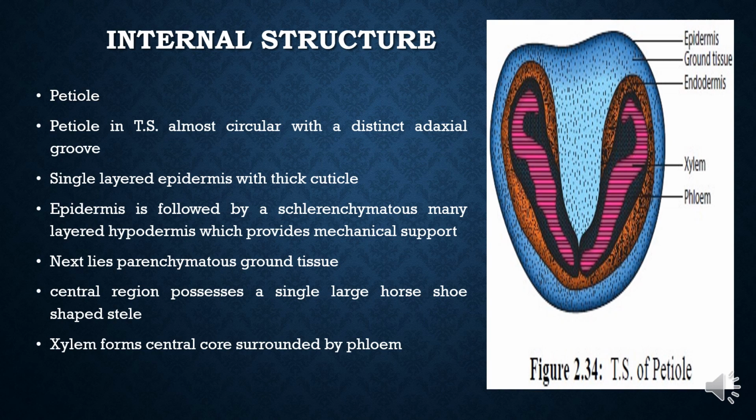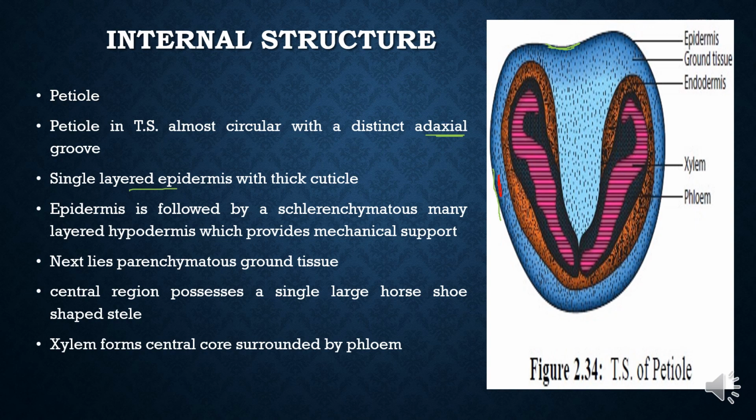Now we come to the petiole transverse section. The petiole is almost circular, and the main feature is that it has an adaxial groove. The upper surface has a groove. This one is the adaxial groove region, and we see that it has a single layered epidermis, which has a cuticle, and next to the epidermis is the sclerenchymatous hypodermis. So this is the sclerenchymatous hypodermis. The upper region, that is the green region, is the epidermis.